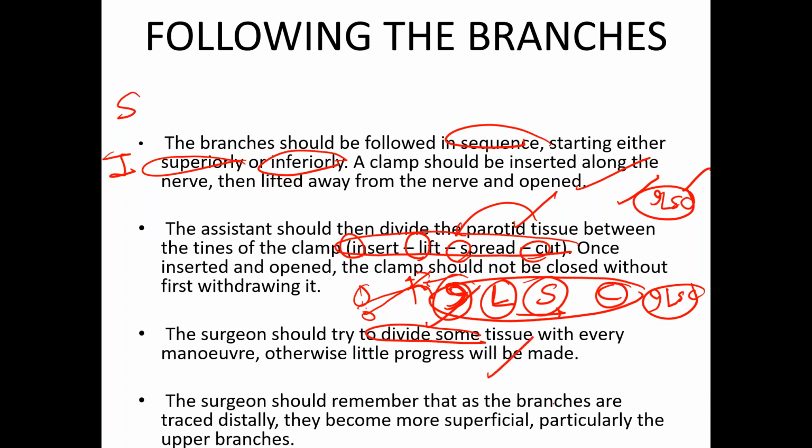Little progress is made. The surgeon should remember that branches traced distally become more superficial, particularly the upper branches. So upper branches of the facial nerve, like temporal and zygomatic, are more superficial towards the skin than lower branches. That is very important.